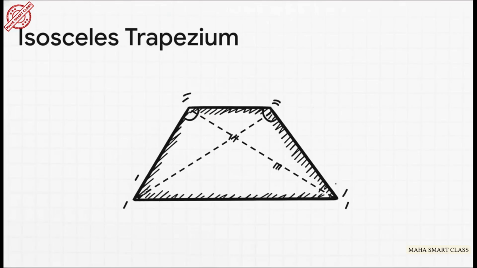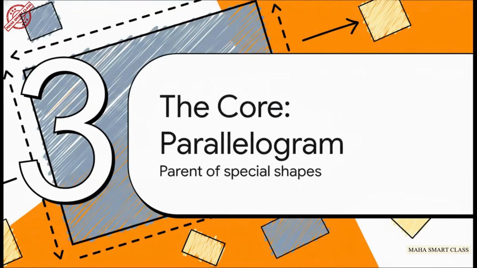And we can get even more specific. If we make the non-parallel sides equal in length, we get a special version called an isosceles trapezium. And this shows a key idea for our whole journey. The more rules you add, the more predictable properties a shape gets. Like now its diagonals are equal and its base angles match perfectly. So if one pair of parallel sides gives us a trapezium, what happens if we demand two pairs?